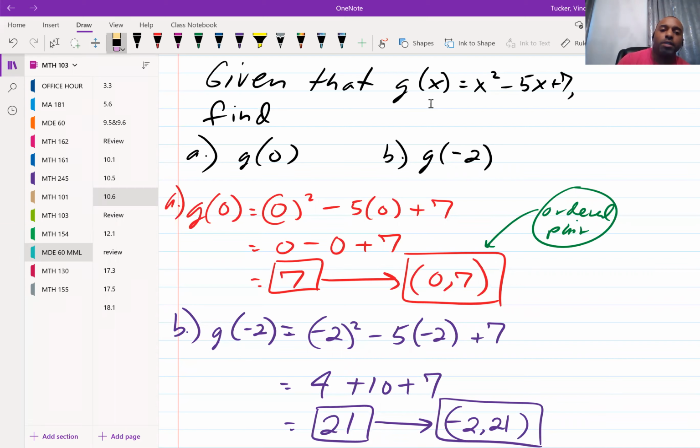And once again, that negative 2, 21 would be the ordered pair that's produced from that relationship. Let me know if you have any questions.